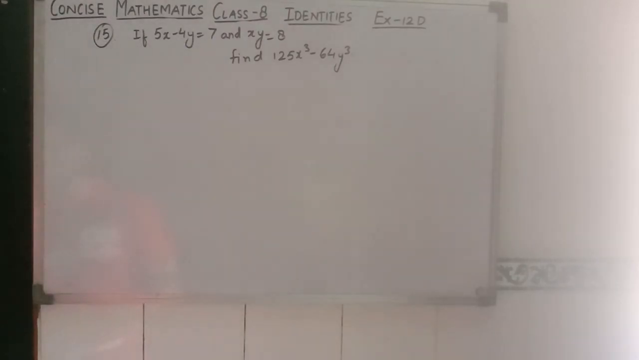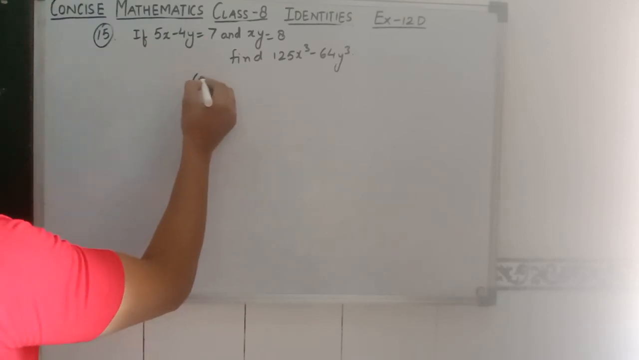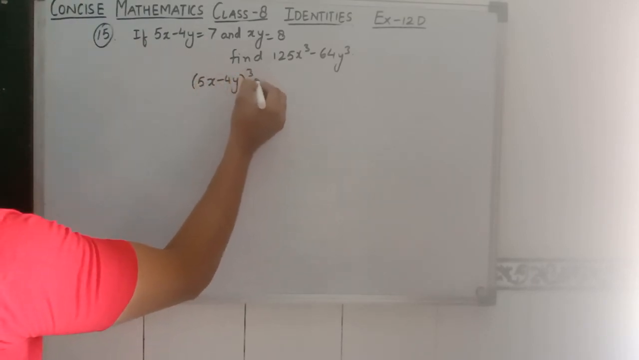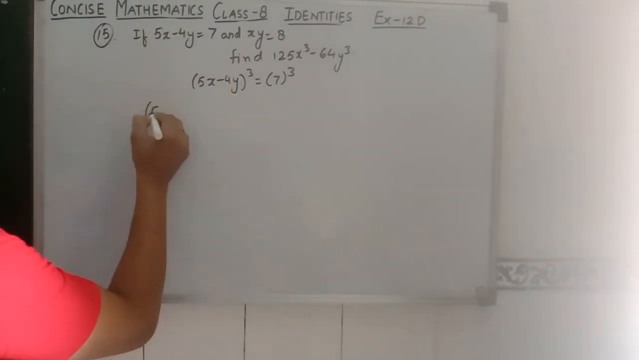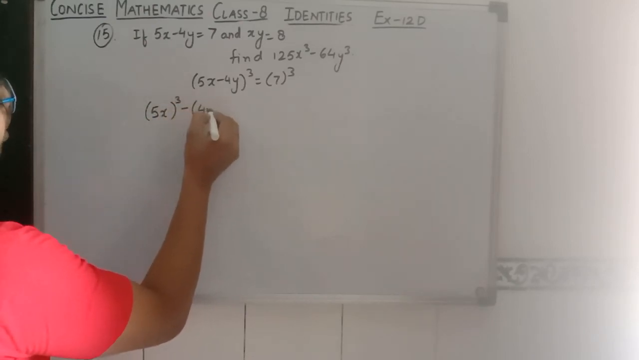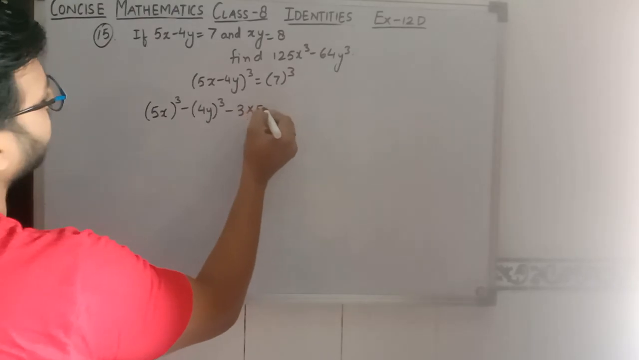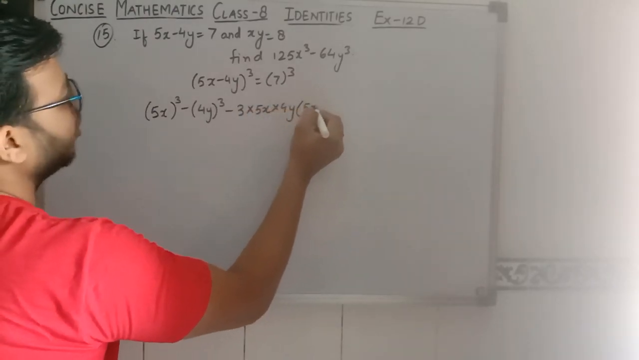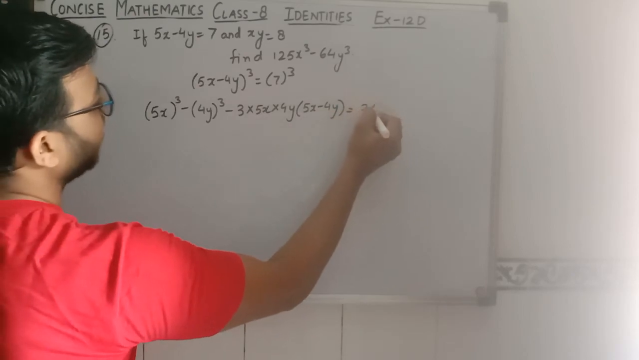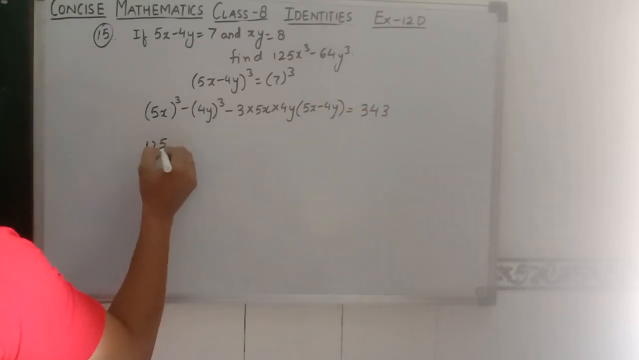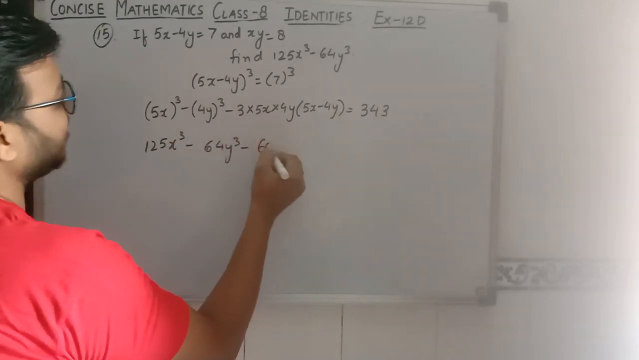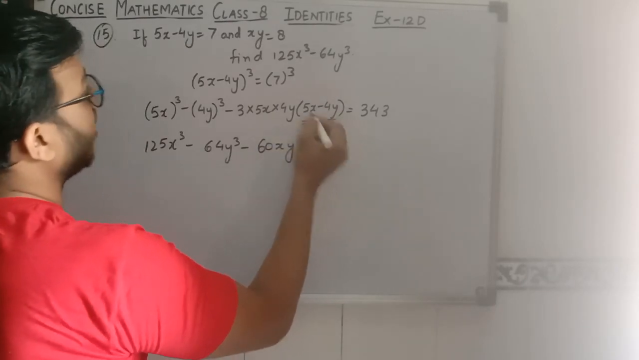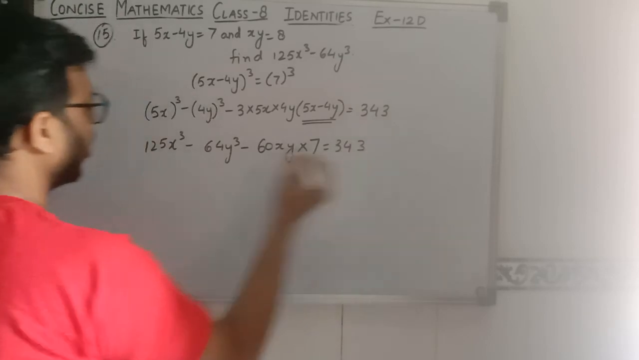You can observe in this question that the term which we have to find is the cubic terms of these. So first of all, we have to make the cube of the information given to us. Now in the left hand side, we have to apply the identity of a minus b whole cube, that is a cube minus b cube minus 3ab times a minus b. So that is the identity of a minus b whole cube. And 7 cube is 343. So it will become 125x cube, it will become 64y cube, 3 5s are 15, 15 4s are 60xy. Multiply the value of 5x minus 4y, which is 7, is equal to 343.